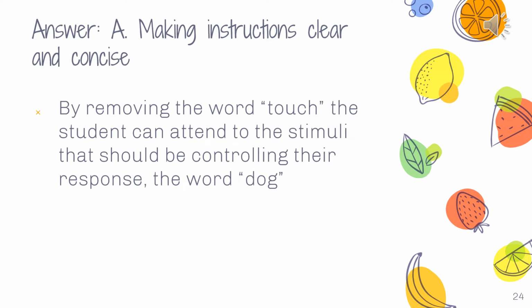The answer to the previous question was A, making the instructions clear and concise. By removing the word touch, the student can attend to the stimuli that should be controlling their response, which is the word dog. Again, by making the instructions clear and concise, it makes it easier for the student to discriminate between the SD and the S delta. If the SD included the word touch, then the animal's name, the student may only be attending to the word touch instead of what should be controlling their response. On your homework sheet, fill in the answer A, making instructions clear and concise. I'll give you some time to get that answer filled in.